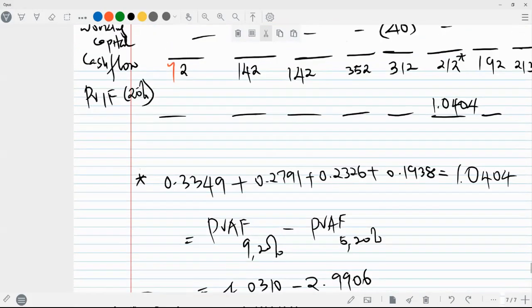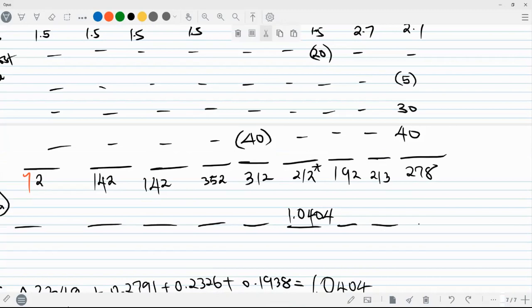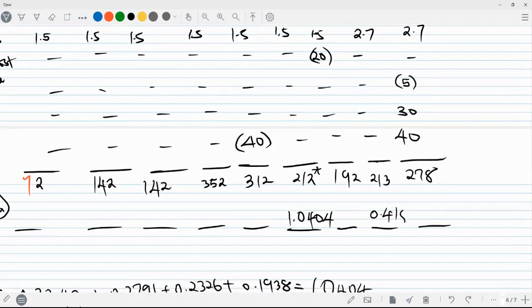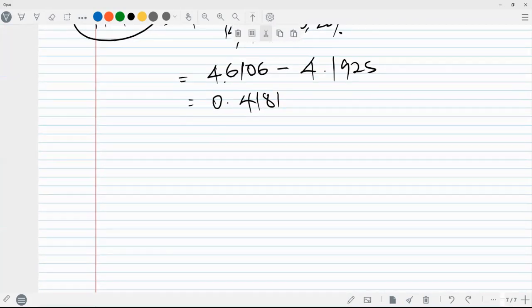4181. So that's what we're going to use therefore for year 11 to year 14. Then for year 15, 0.00649. Okay, so get the present value each year.